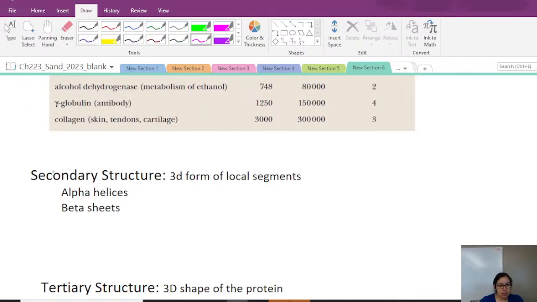Your secondary structure is just the 3D form of local segments. There are a lot more secondary structures, but we're just focusing on either alpha helixes or beta sheets.